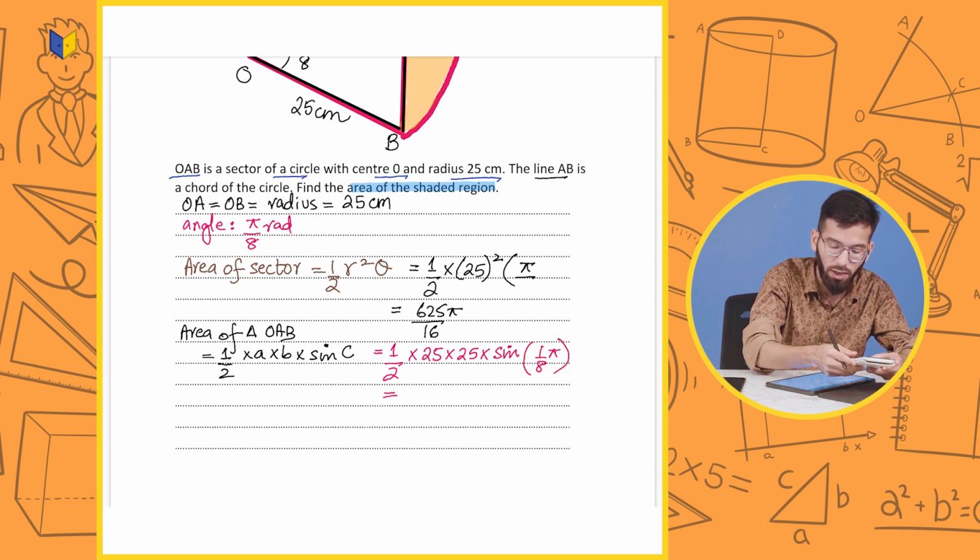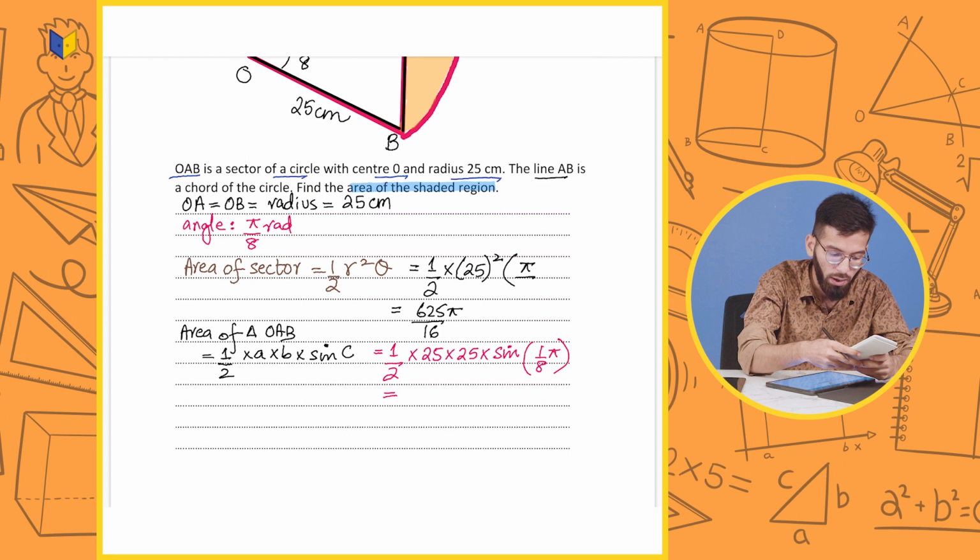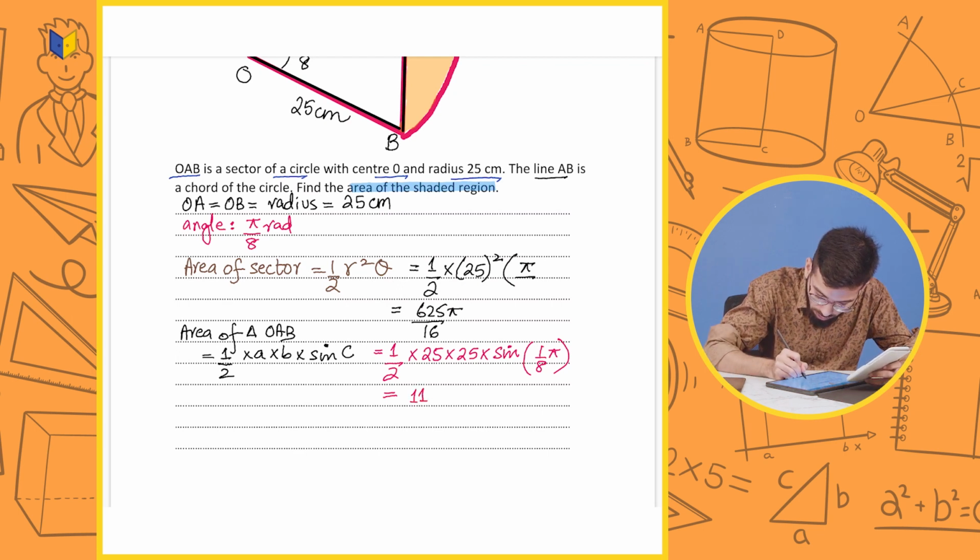So let's apply 25 into 25 into sine. Let's make sure your calculator is in radian mode, guys. 25 into 25 into sine 1 over 8 pi, divided by 2. That is coming to 119.588 centimeter square. So this is the area of the triangle.